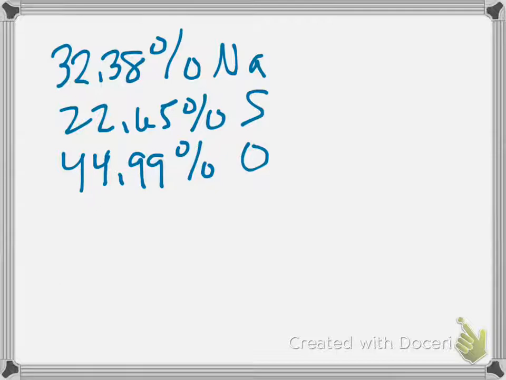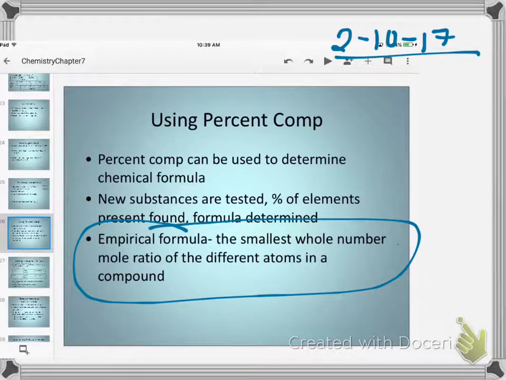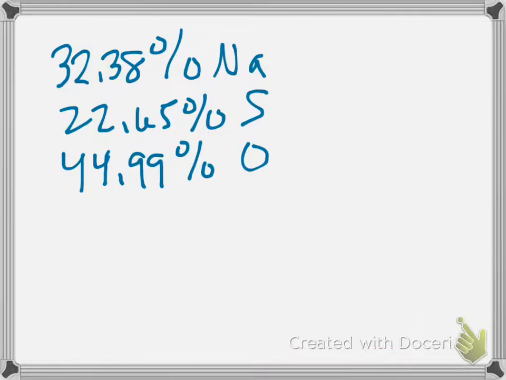So what you can find from this is what's called empirical formula. And the empirical formula is the smallest whole number ratio of the atoms in a compound. Now, ionic formulas are already empirical. It's already the smallest whole number ratio, because that's all an ionic formula is, the smallest whole number ratio. But in molecular compounds, you get this.